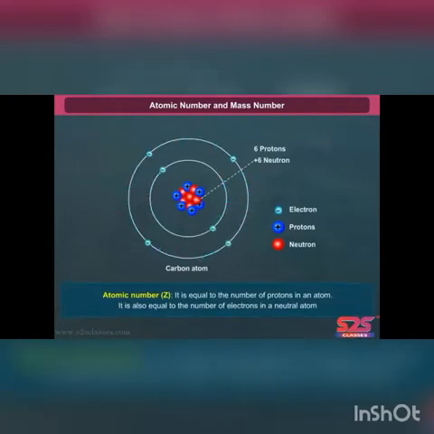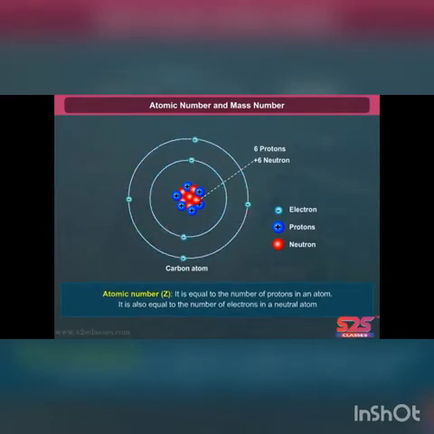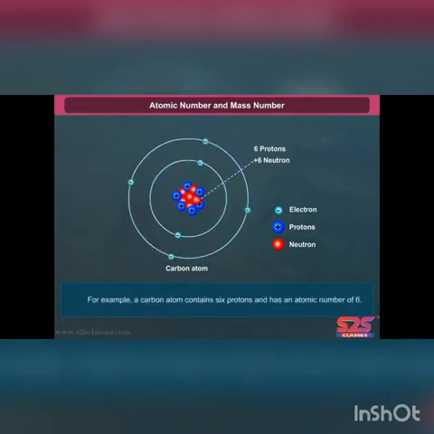Atomic number and mass number. The number of protons in the nucleus of an atom determines an element's atomic number. It is also equal to the number of electrons in a neutral atom. For example, a carbon atom contains 6 protons and has an atomic number of 6.